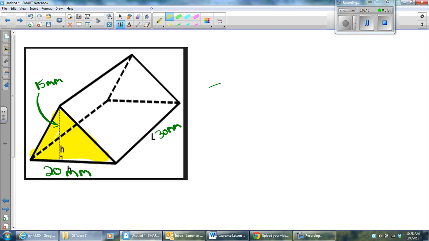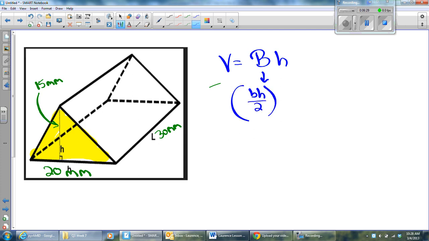And to find the volume, I'm going to use the same basic formula. Volume equals capital B times H, only this time capital B is going to be little b, little h divided by 2. And then we're going to multiply by this h. Now some of you are going to get confused. This h here is the height of the triangle. This h here is the height of the prism. Okay, in other words, how long the prism is in this case.